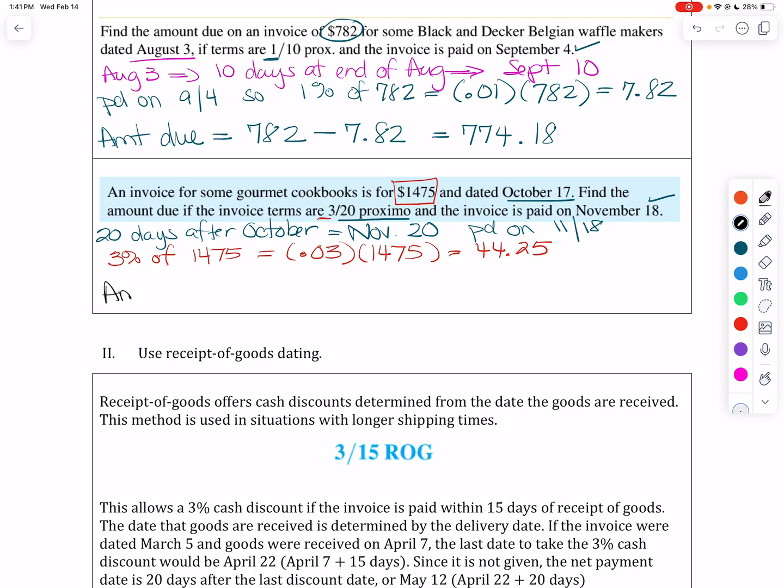So the amount due is 1,475 minus 44.25, and that's 1,430.75. Okay, so that's the end of the month, or Proximo, that tells us that it gives you those 10 days or 20 days or whatever number of days after the end of the month the invoice is dated.